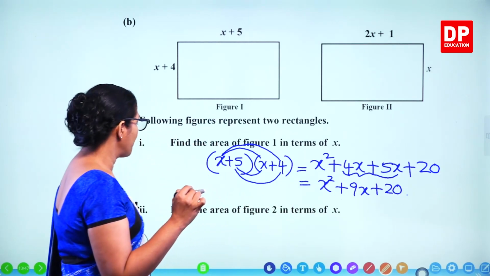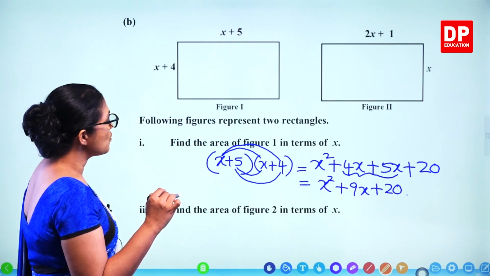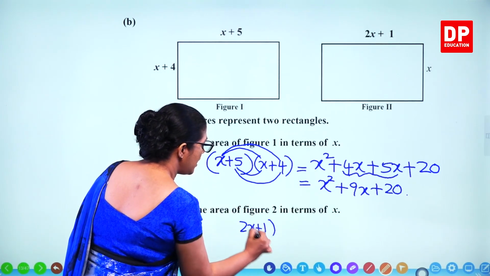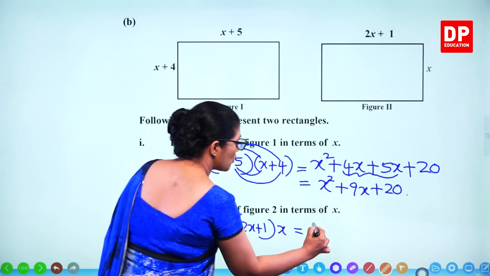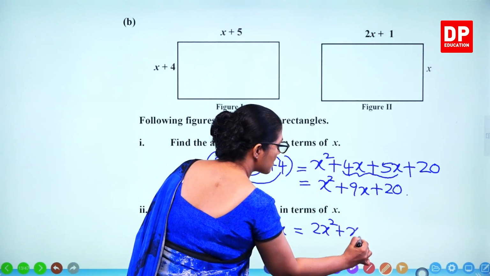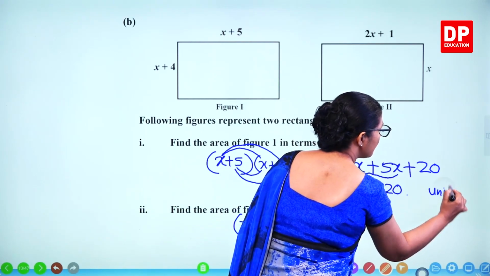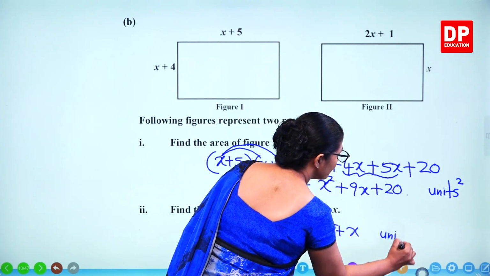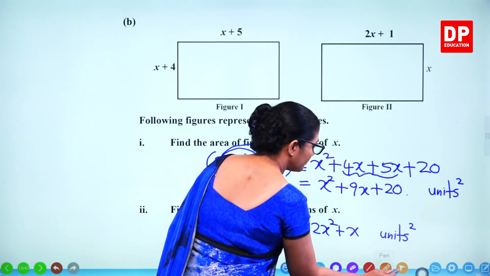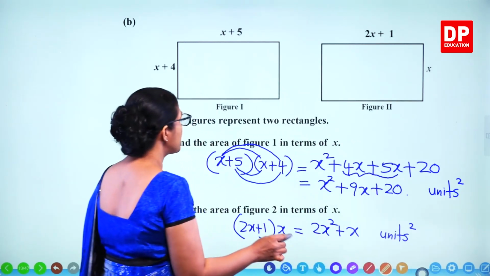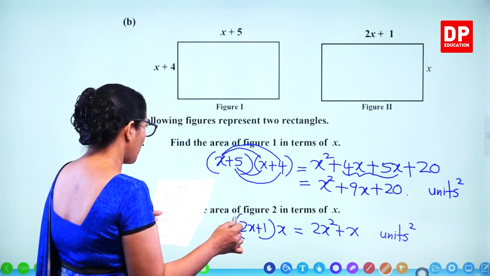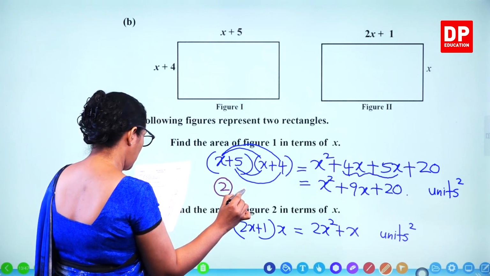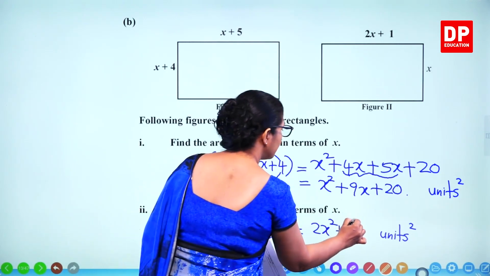So that's the area. Find the area of figure 2 in terms of x. 2x plus 1 into x. You get 2x squared plus x. So both are in square units. How many marks for these two steps? x squared plus 9x plus 20, 2 marks. 2x squared plus x, 1 mark.